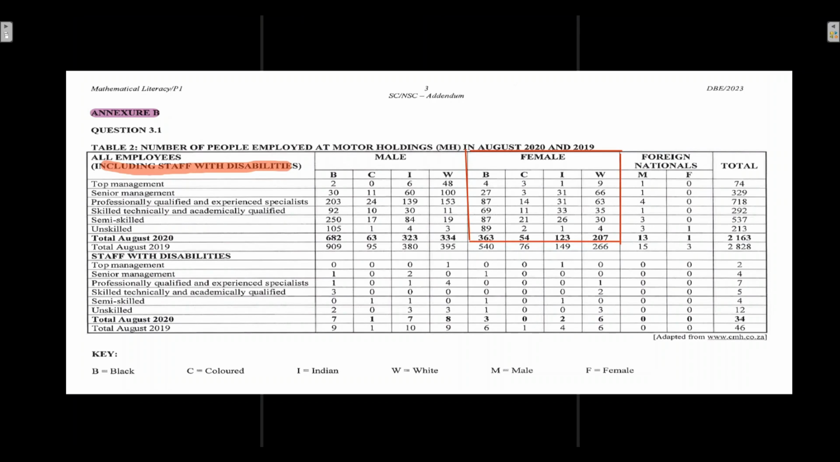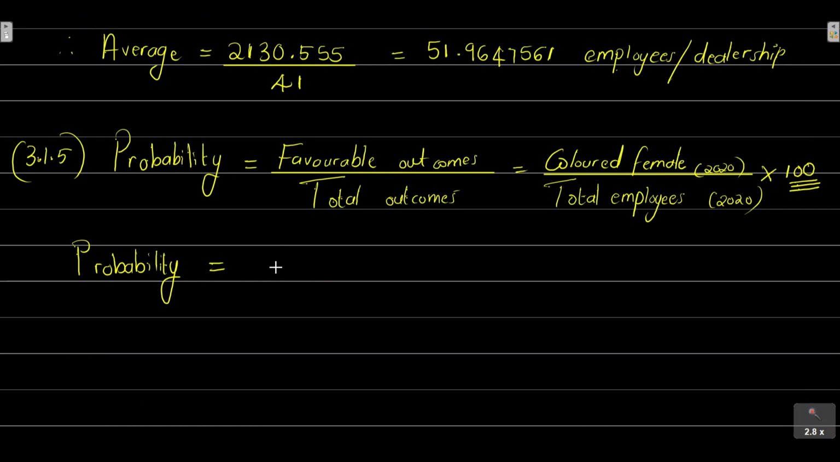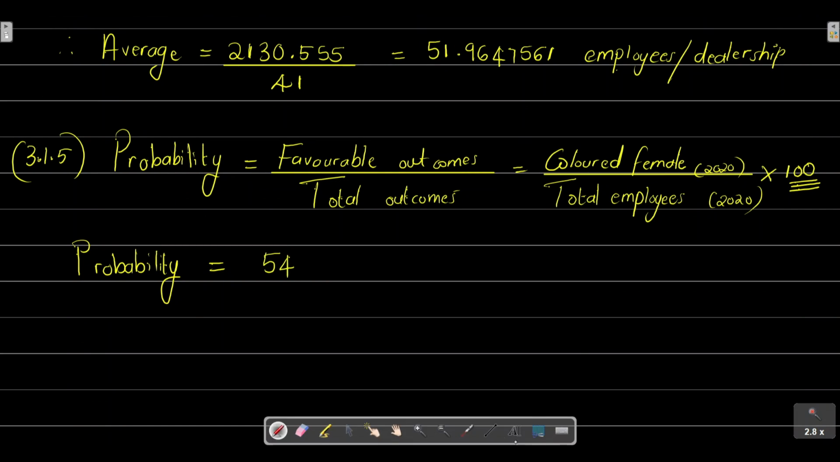So I'm just going to highlight the column that has the females, and we want the colored females for August 2020. So I'm going to highlight the line for August 2020. It's this line here. This is the row that we're going to be focusing on. And how many colored females did we have in August 2020? We had 54. Okay, so we're going to write that down. We had 54 divided by how many total employees did we have in August 2020?